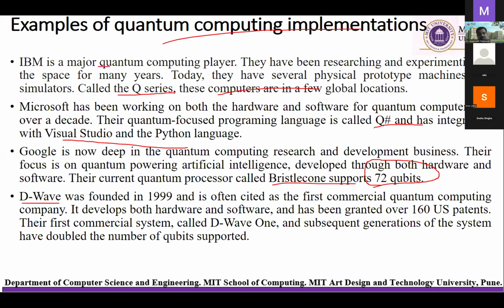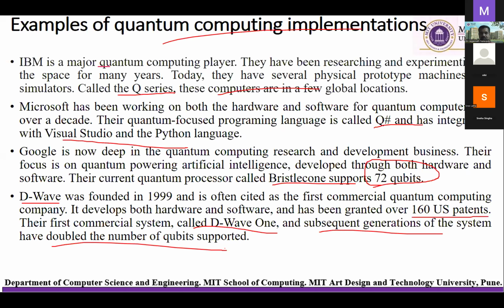D-Wave was founded in 1999, and it is also cited as the first commercial quantum computing company. It develops both hardware as well as software related to quantum computers, and it has been granted over 160 US patents related to quantum computing. Their first commercial system is called the D-Wave 1, and the subsequent generations of the system have doubled the number of qubits supported.